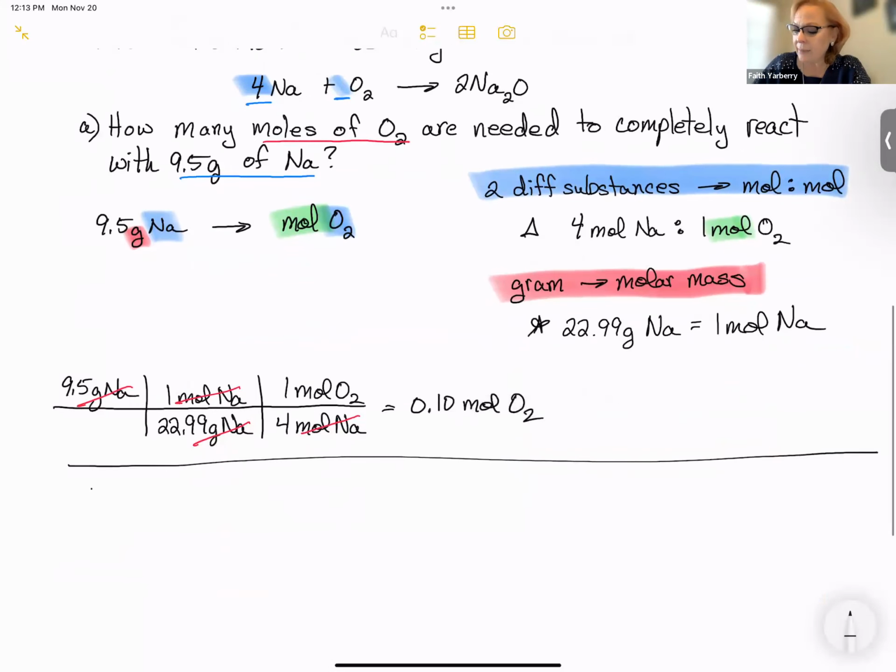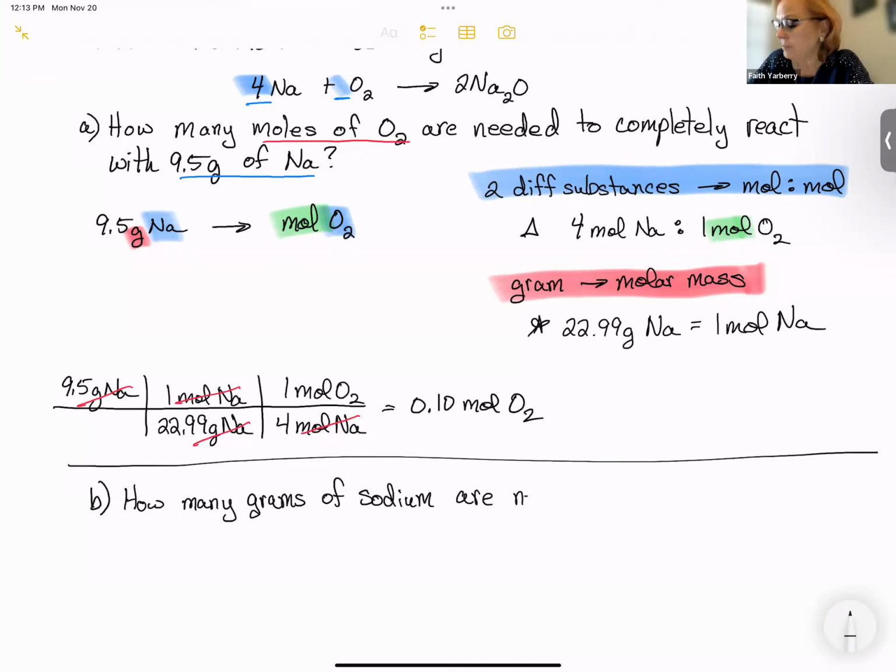Let's look at another example. We're going to continue with that same reaction. How many grams of sodium are needed to produce 12.5 grams of sodium oxide.